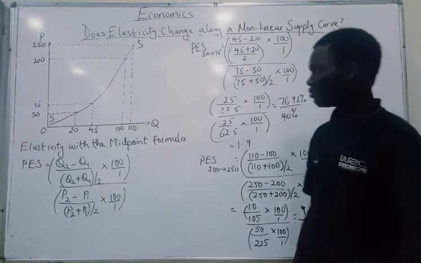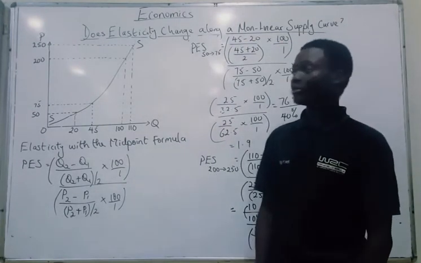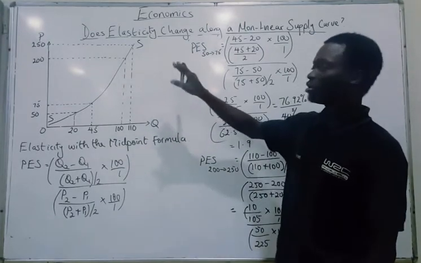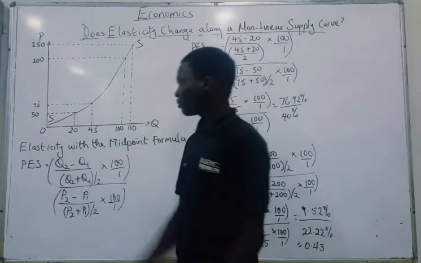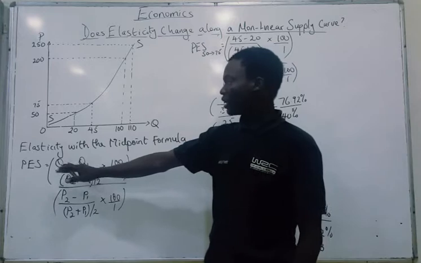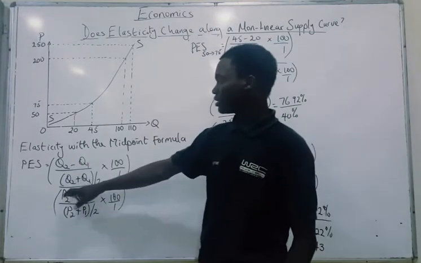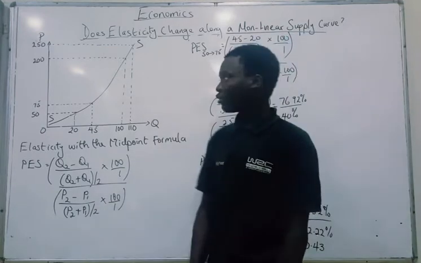Now, how do we calculate the elasticity with the midpoint formula to check the kind of elasticity that this supply curve is going to have, since it is non-linear? Now, the price elasticity of supply formula using the midpoint method is simply this: the new quantity Q2 minus Q1 divided by the average of the quantities, that is Q2 plus Q1 over 2, times 100 over 1, then the same thing for the price.